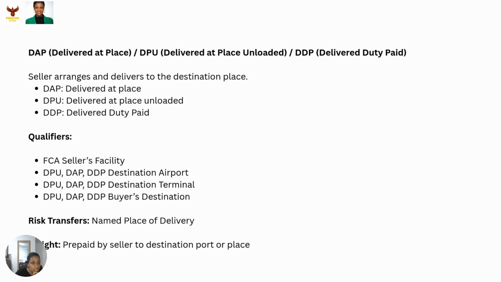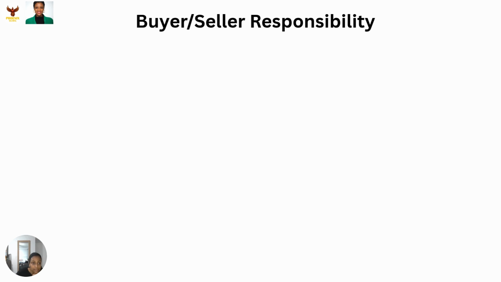What is DAP? Delivered at place. DPU, delivered at place unloaded. DDP, delivered duty paid. Seller arranges and delivers to the destination place. DAP, delivered at place. DPU, delivered at place unloaded. DDP, delivered duty paid. Qualifiers: the DPU, DAP, DDP destination airport, terminal, or buyer's destination. Risk transferred, named place of delivery, freight prepaid by seller to destination port or place.